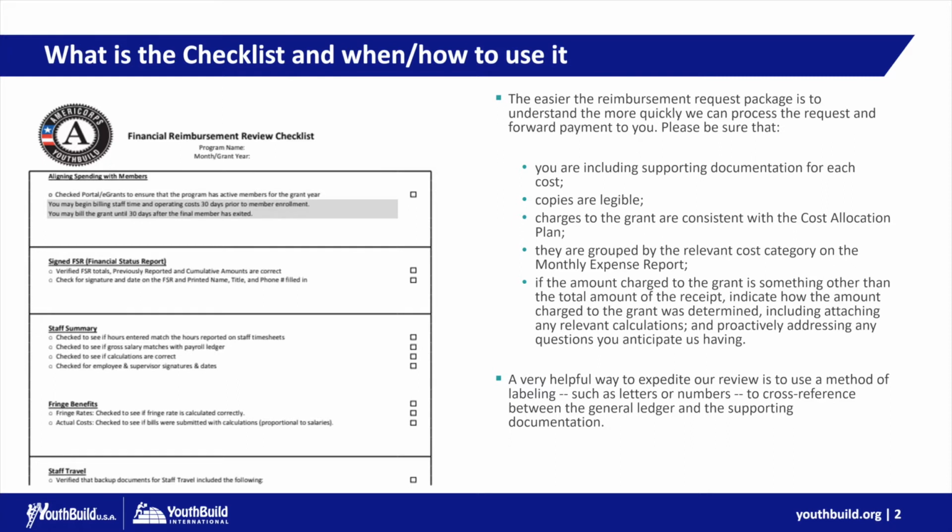So what is the checklist and how do we use it? The checklist helps us organize your packet. This expedites the review process on our end. We often use it to cross-reference with the backup documentation you submitted. You can find this checklist in your expense and match workbook.